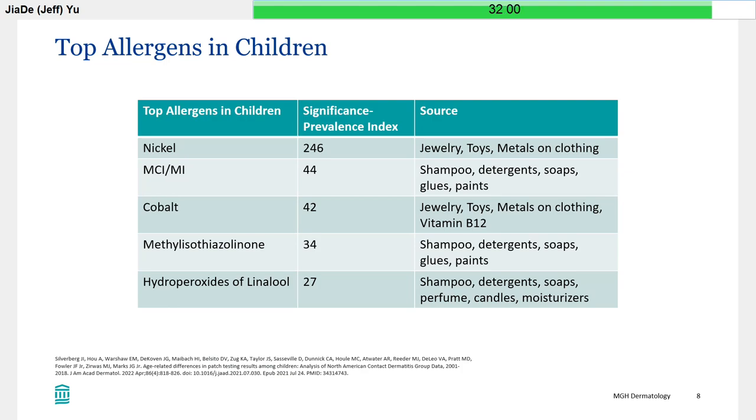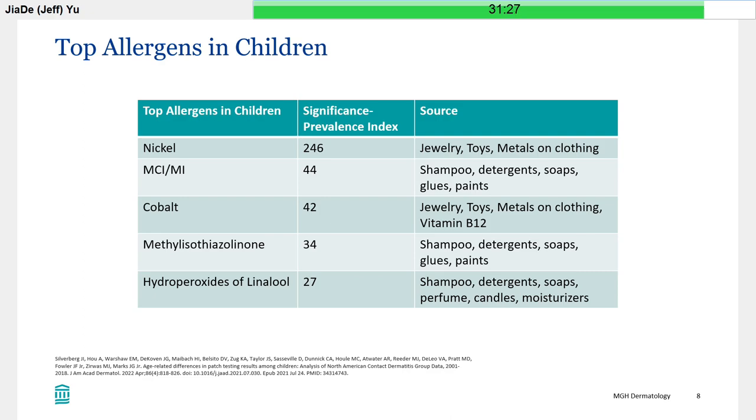So what are some of the top allergens in children? I want to touch base on this first. In children, at least, we see several of the top allergens we also see in adults. We see nickel, which is a type of metal. We see cobalt, which is also a type of metal. A lot of these exposures come from jewelry, toys, and metallic objects on clothing. MCI/MI, or methylchloroisothiazolinone and methylisothiazolinone, are preservatives that can potentially be present in a lot of the self-care products these patients use, including shampoos, conditioners, and detergents that you wash your clothing in. And then finally, certain fragrances, especially one called hydroperoxides of linalool, which smells a lot like jasmine as well as bergamot and lavender.